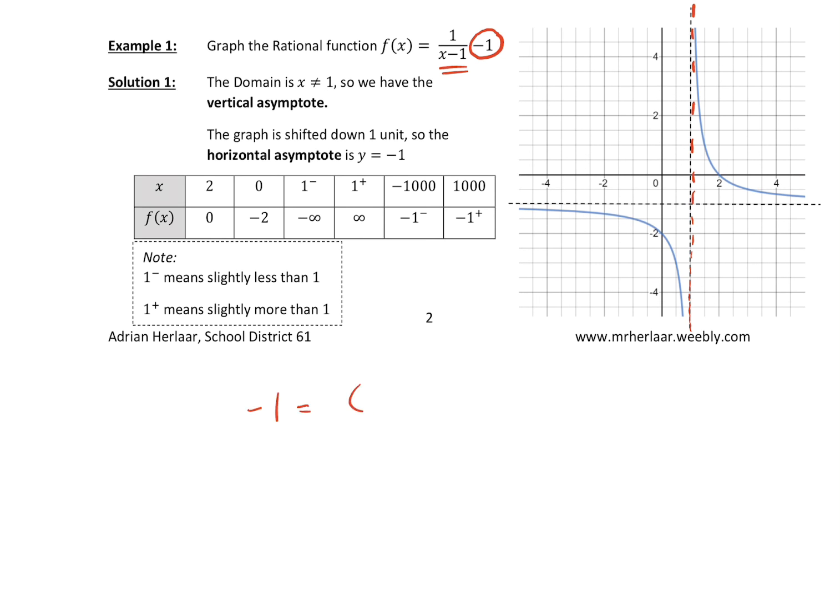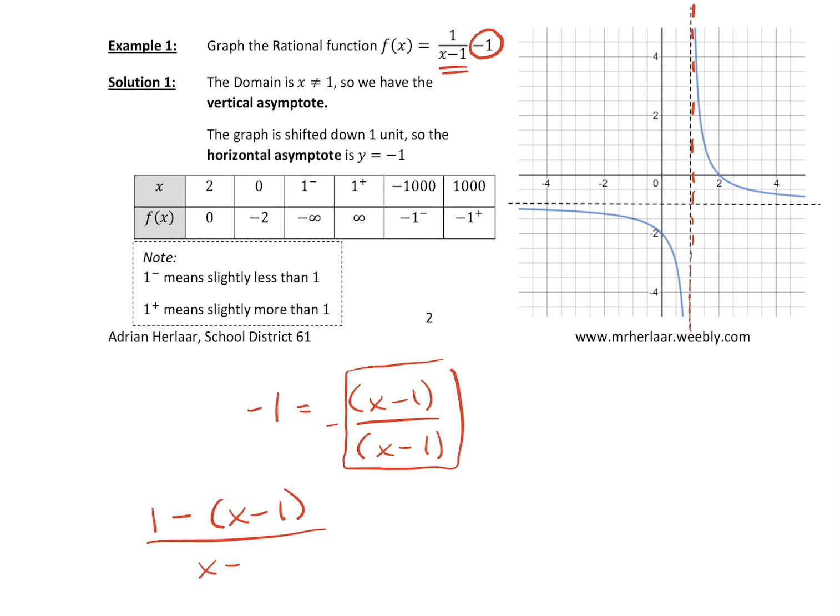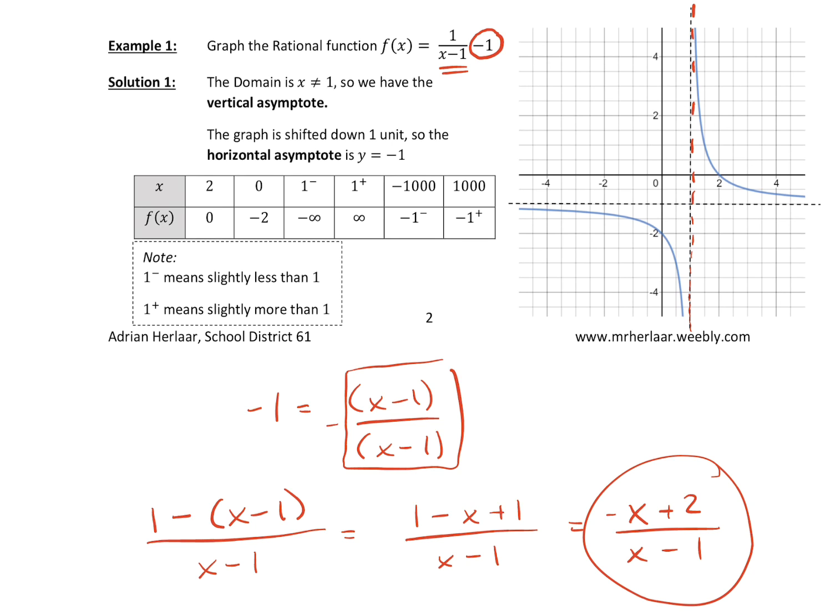And negative 1 is equal to x minus 1 over x minus 1, because that is 1. So you could say you have 1 minus x minus 1 all over x minus 1. So 1 minus x plus 1, which gives you negative x plus 2 over x minus 1. Now you'll see later how this gives us a horizontal asymptote, but this is a downward shift. Now don't stress too much about this right now, but here we go.